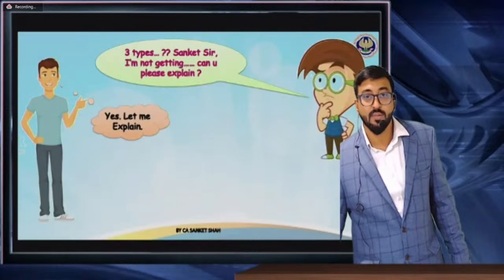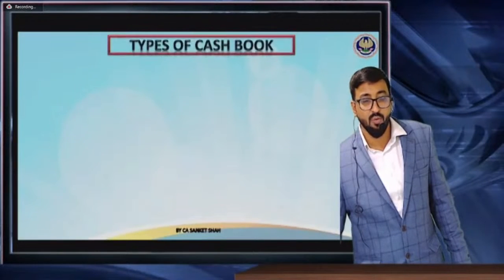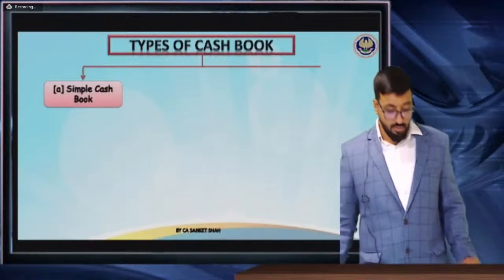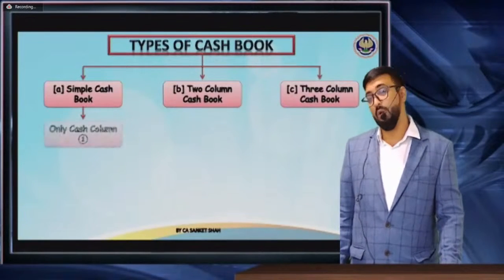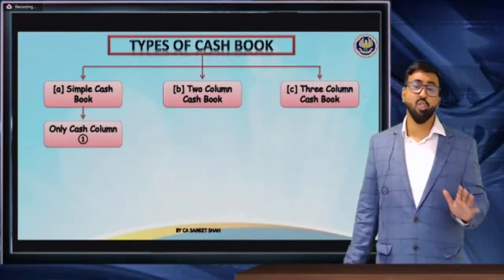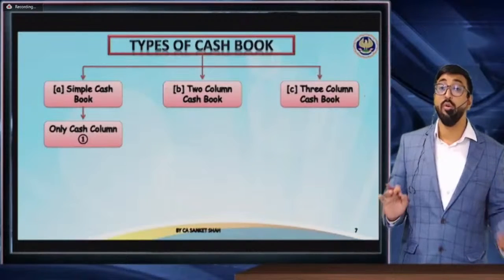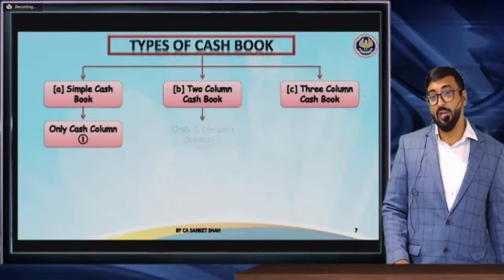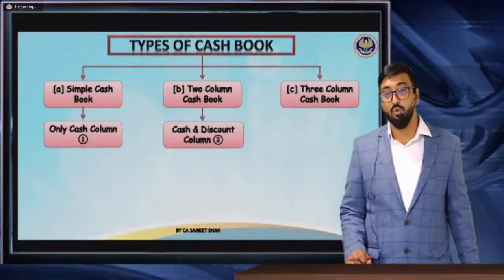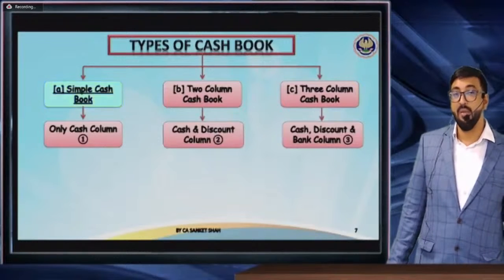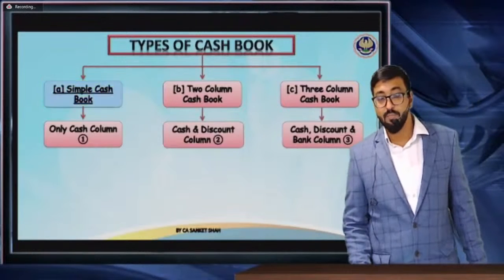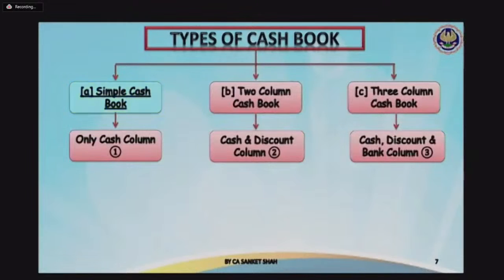Three types. Sanket sir, I am not getting it, can you please tell me? Yes, I am going to explain now. Types of cash book: simple cash book, two columns cash book, three columns cash book. Only cash column, that is the simple one. In two columns you have cash and discount column, and in triple column you have cash, discount and bank column. Write this down. Prepare the index fast, quickly make the index.